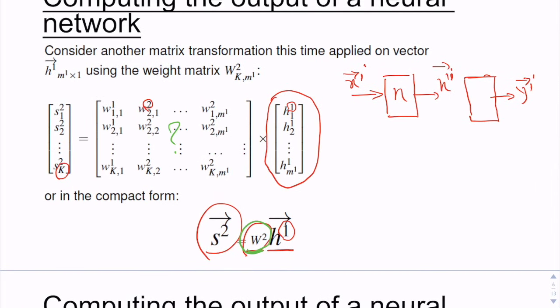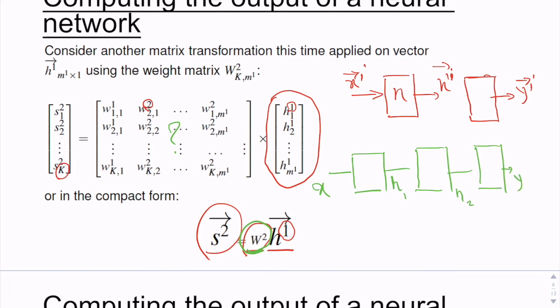Let's say we have a neural network with two hidden layers. We have the first hidden layer here, then the second hidden layer here, and then the output. So here is x, this is h1, this is h2, and here we have y. We have a matrix here, a matrix here, and a matrix here. All these parameters are unknown.